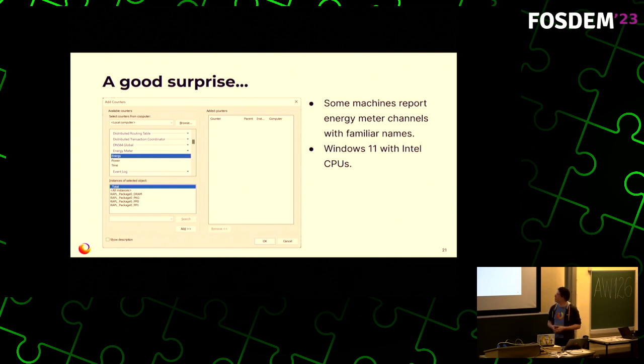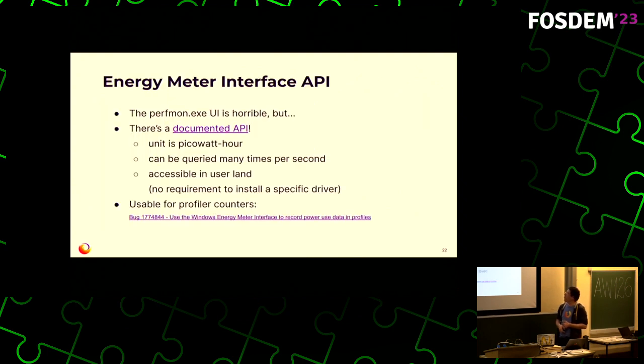And I verified this because I found a Windows 10 machine. It didn't have this. I updated to Windows 11, and then those things appeared. So it's really Windows 11 that brought those things. Intel CPUs are recorded as power meters. And a very nice thing is there's a documented API to use those power meters. It's probably used by Perf Monitor or something like that.